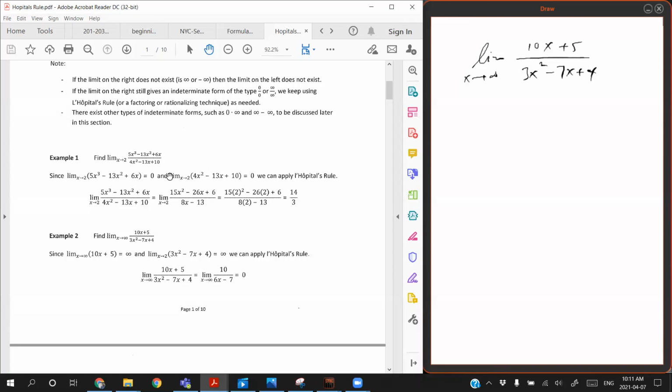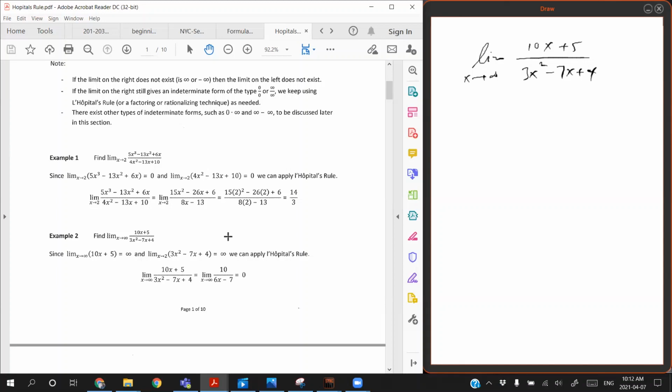Actually, you cannot use L'Hopital's rule for this one because it's not an indeterminate form. This limit here is not an indeterminate form. That's a function which is continuous at 2. When you plug in 2, you get the answer. And that's the answer. 14 over 3 is a number, and that's the limit. Yeah, but before that, in this step, when you plug in 2, you get 0 over 0. So that tells you need to use L'Hopital's rule. Is that clear? Yes, thank you.